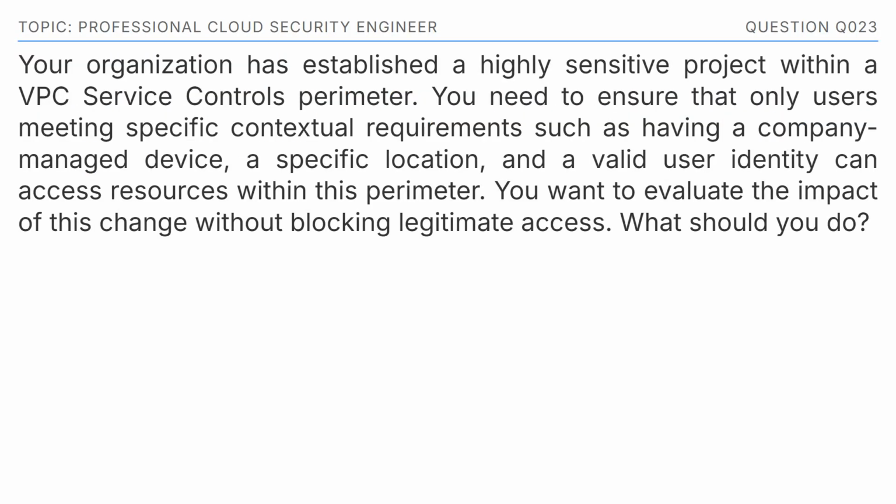Your organization has established a highly sensitive project within a VPC Service Controls perimeter. You need to ensure that only users meeting specific contextual requirements such as having a company-managed device, a specific location, and a valid user identity can access resources within this perimeter. You want to evaluate the impact of this change without blocking legitimate access. What should you do?